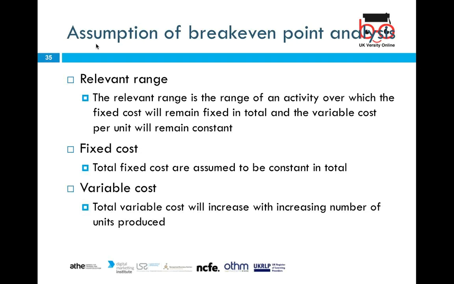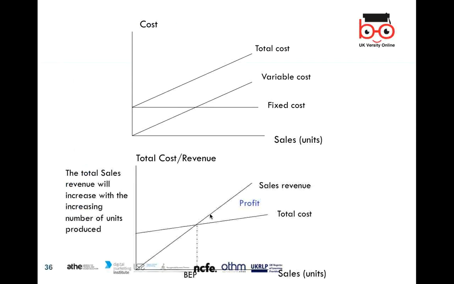Relevant range is the range of activity in the break-even point analysis within which the fixed cost will remain fixed in total and the variable cost per unit will remain constant. That's the relevant range. In break-even point analysis, there is a fixed cost level. The total fixed costs are assumed in the production or service industry to be constant in total. And there is always a per unit variable cost, and total variable cost will increase with an increasing number of units produced.